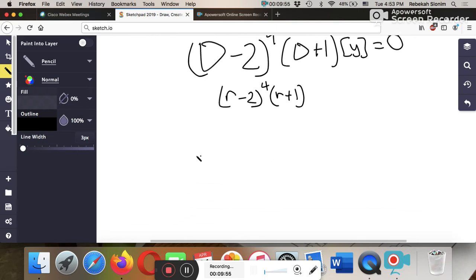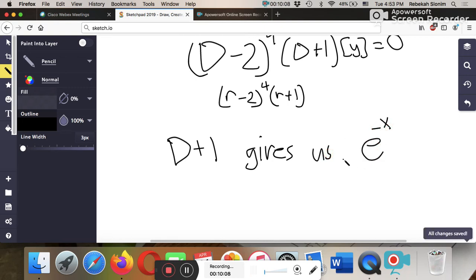And we know that this d plus 1 gives us e to the negative x as a solution. The reason for that is because d plus 1 annihilates e to the negative x. So if you think about what happens if you apply d plus 1 to e to the negative x, it's going to give you 0. So d plus 1 is going to give us e to the negative x as one possible solution.